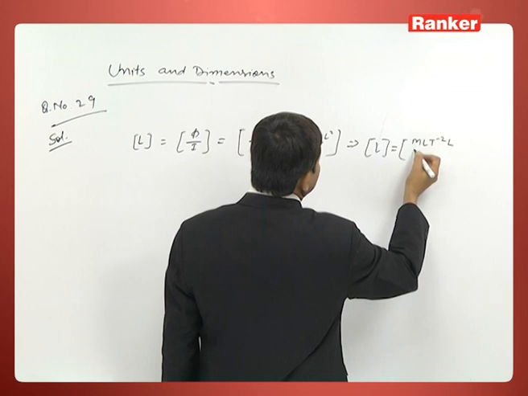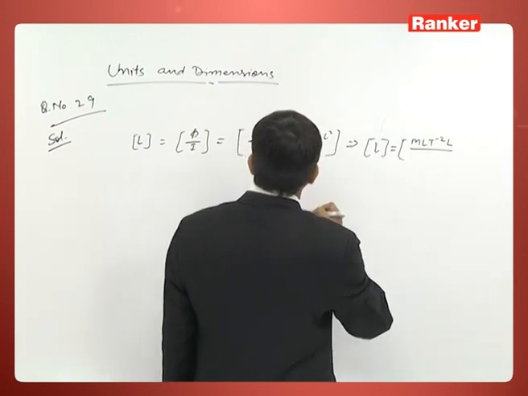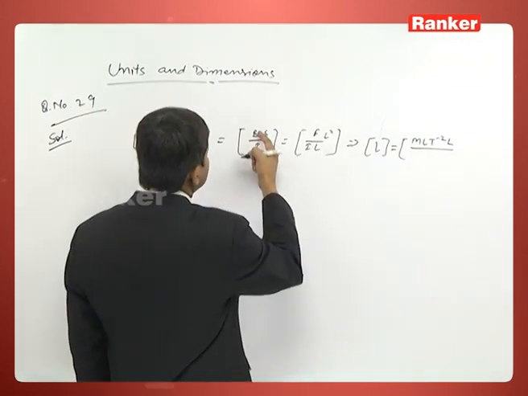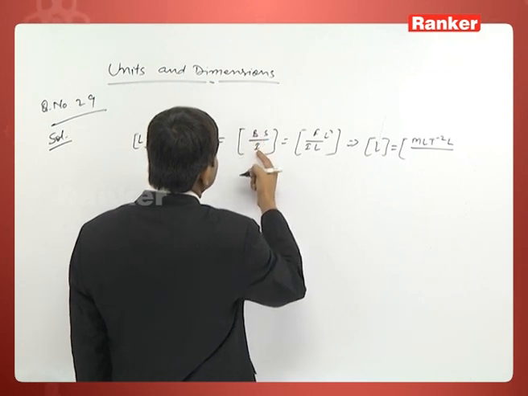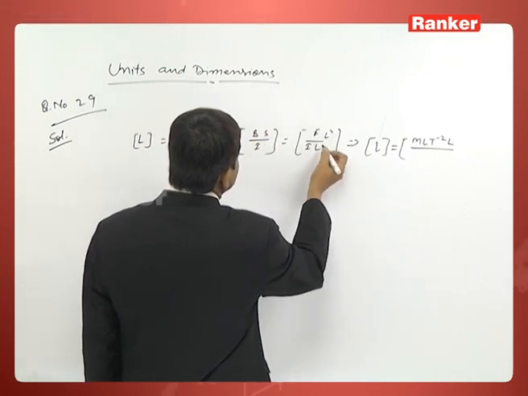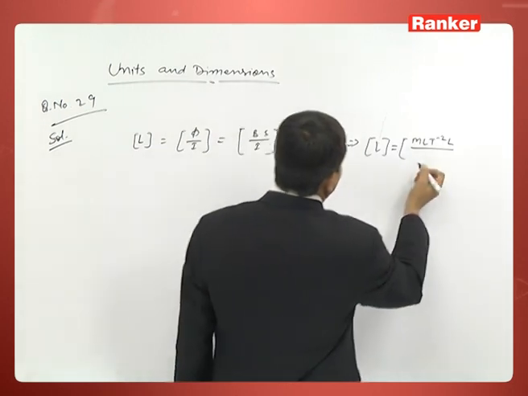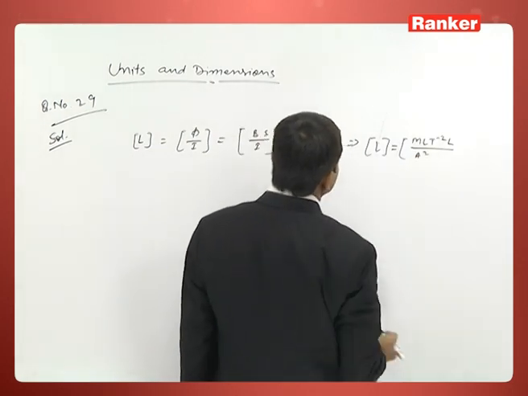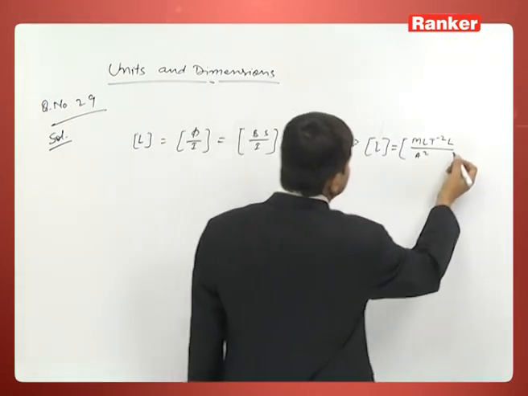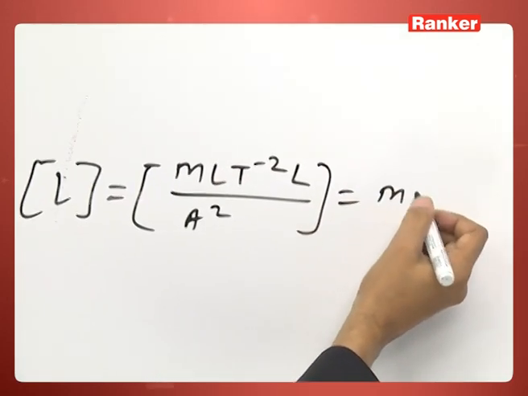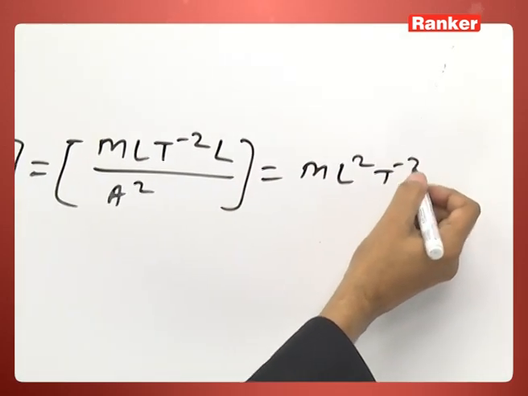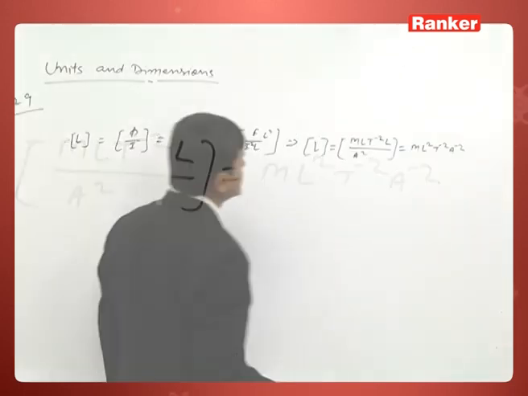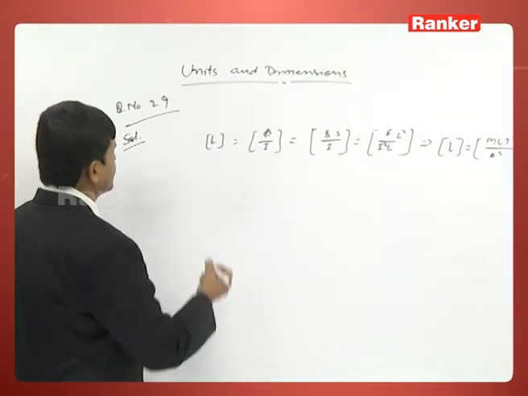One L cancels, and I becomes, B is F by I L, and one I will be left, that is I square. A square, M L T minus 2, and L square. So this will be M L square T minus 2 A minus 2. This is the dimension of L.